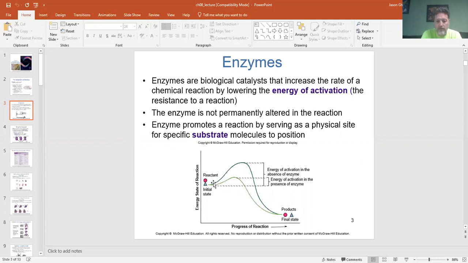So again, here they're showing you that for a reaction to occur fast enough for life to occur, you either add a lot of energy into it up here, or you use enzymes, which lowers the amount of energy it needs to get the same product.